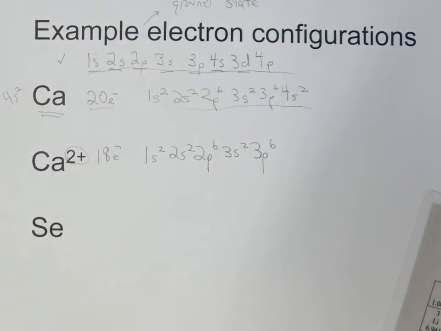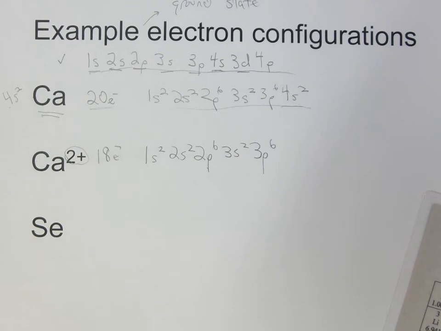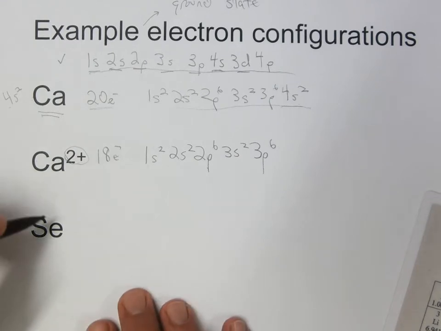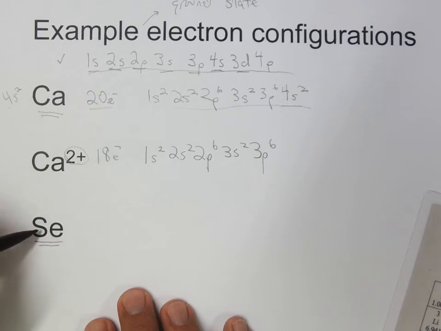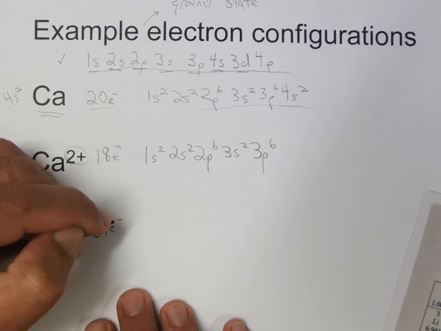So there's how to account for 18 electrons. Calcium, we accounted for 20 electrons. Calcium 2 plus, we account for 18 electrons in the lowest possible orbitals. Alright, and then selenium. We look at selenium in the periodic table and we see that it has 34 electrons.